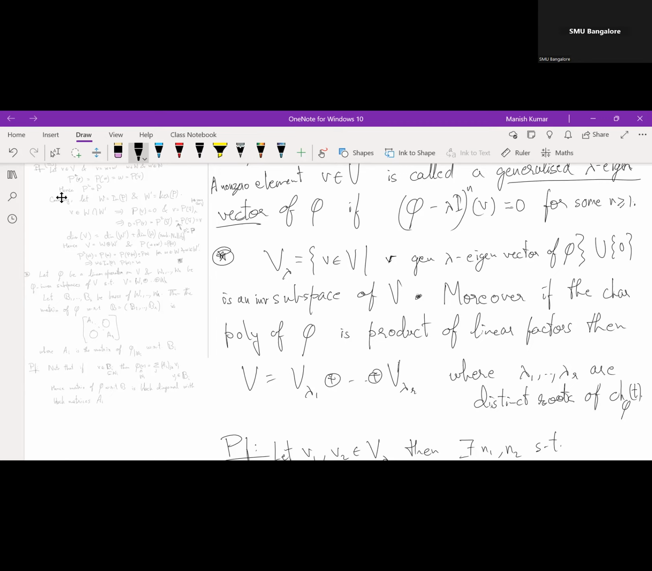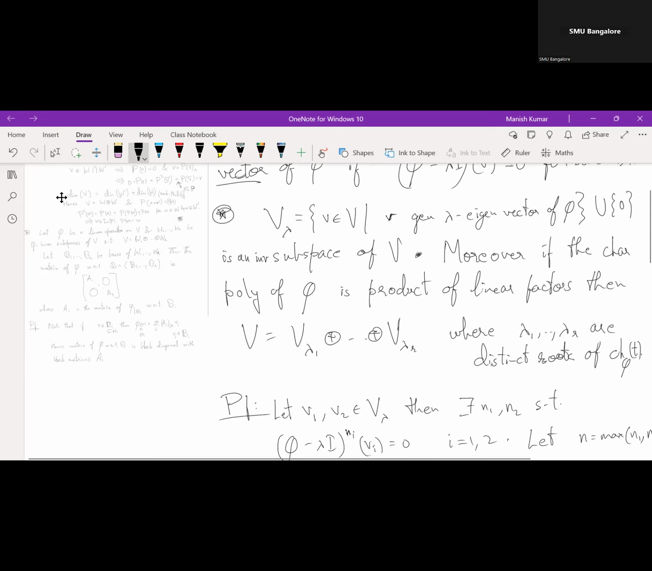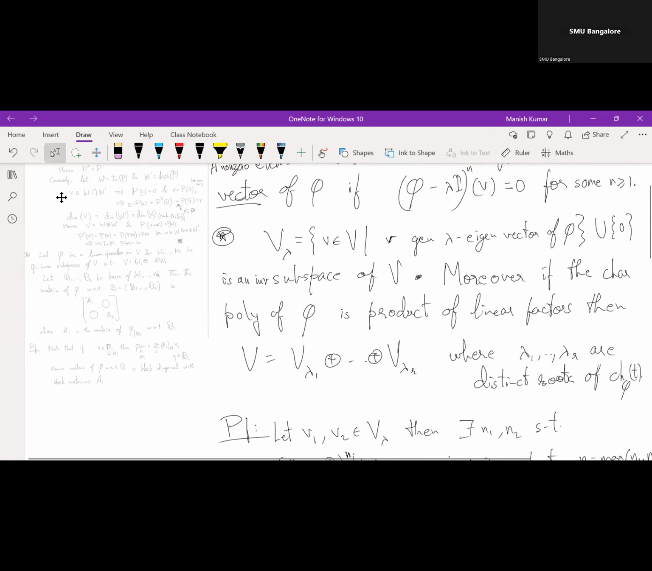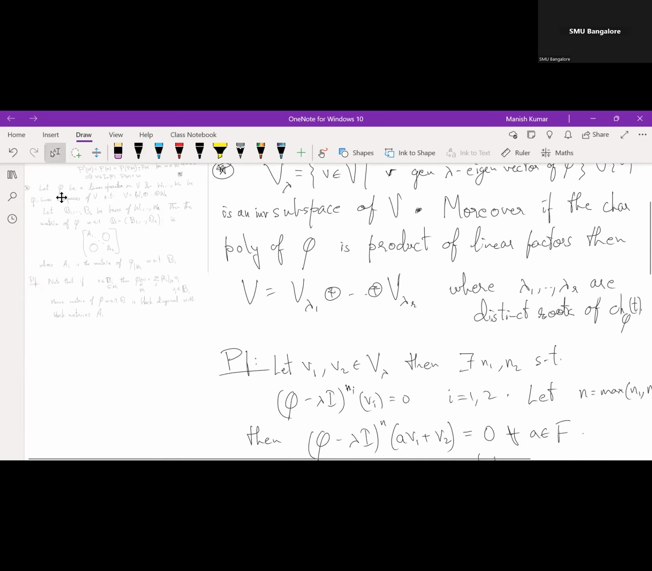Okay, so let's see why this is true. So first, why is this an invariant subspace? First of all, why it is a subspace, and then invariant subspace. So let v1, v2 be two elements of V lambda. That means v1 and v2 are two generalized eigenvectors.